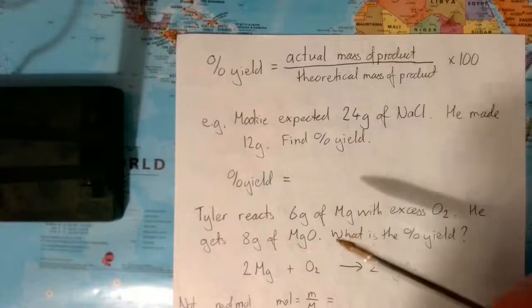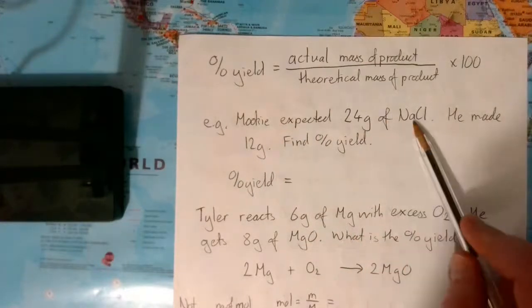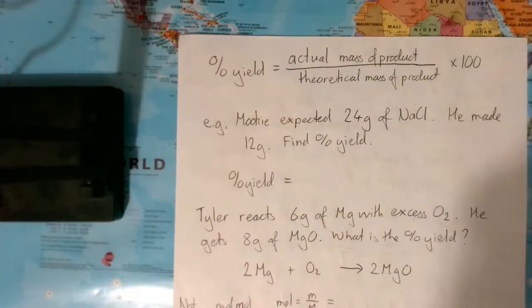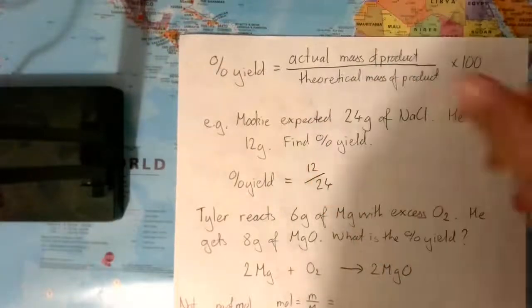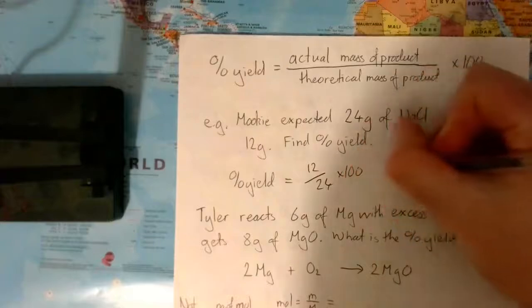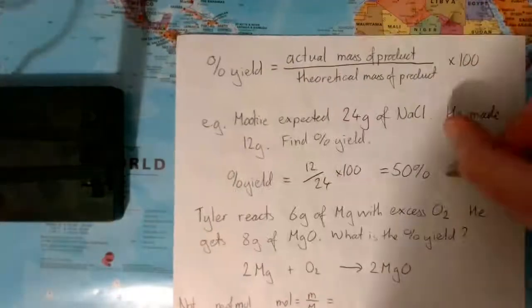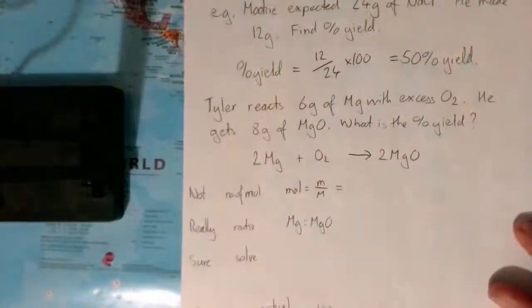So let's say for a different one, I'm trying to give an easy sum here. Mookie was expecting to make 24 grams of sodium chloride. He only made 12 grams. Find his percentage yield. So the 12 is your actual mass, 24 is what he expected in this new question, times it by 100, and it turns out that he got exactly a 50% yield. Okay, hopefully all of that makes sense for you.